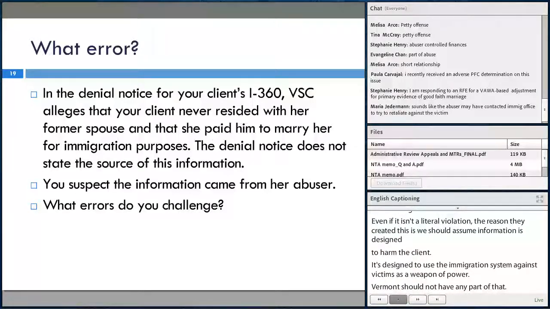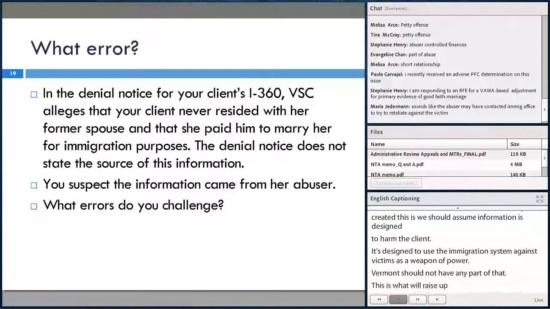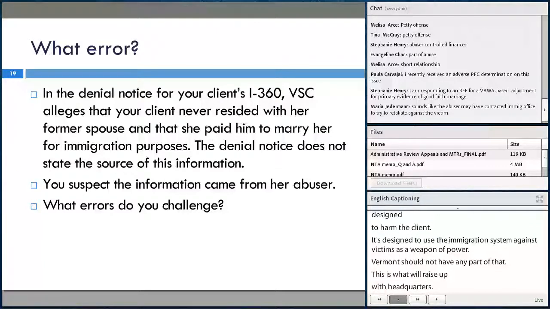Okay, so it's, as Maria says, often this is a form of retaliation. They find out that their survivors are actually trying to get status without them, and so they'll call up the immigration system and tell them that they married them just to get status.